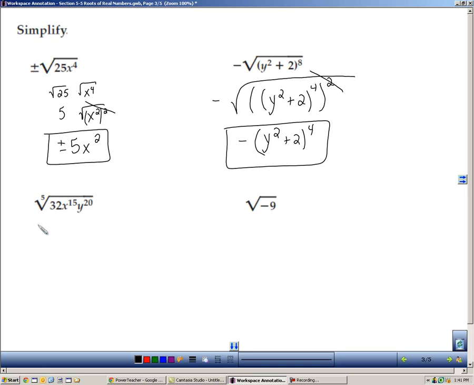Down here we have a 5th root, so we're asking ourselves the 5th root of 32, the 5th root of x to the 15th, and the 5th root of y to the 20th. That's really what's going on.